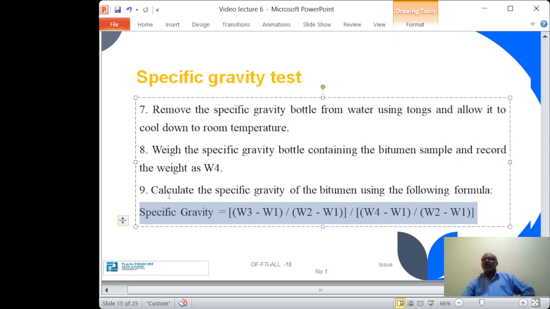While we are conducting this specific gravity test, we have to take care of our safety. So we have to use this safety precaution. Handle hot material with caution to avoid burns, and use tongs to handle the specific gravity bottle to prevent any accident.